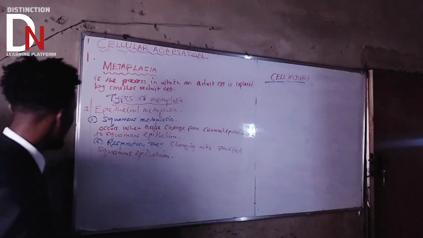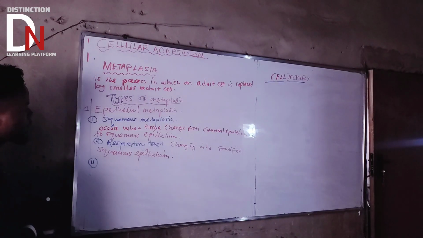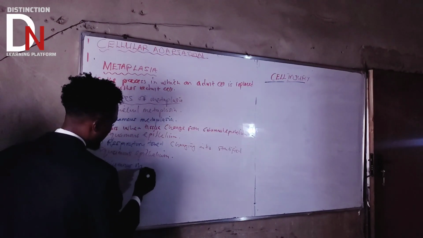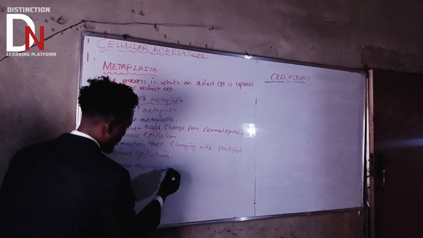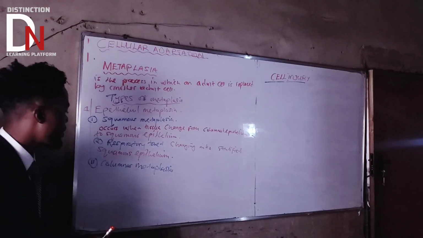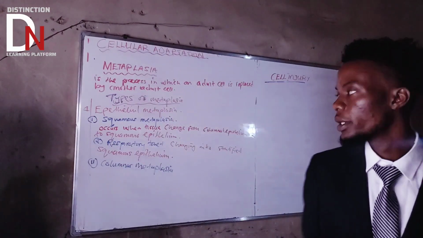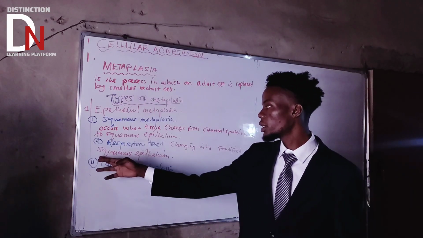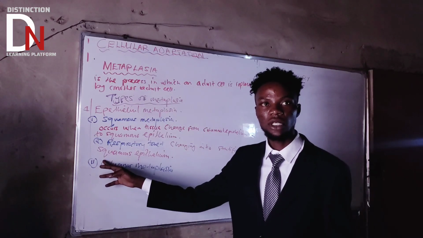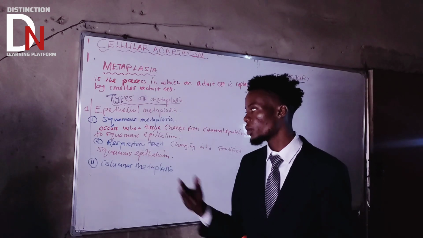What is the other type? The other type is columnar metaplasia. Where do you think columnar metaplasia can occur? Squamous metaplasia happens in the respiratory tract, but another good example is in the cervix. If there is chronic infection there, the cervix can change into squamous epithelium.